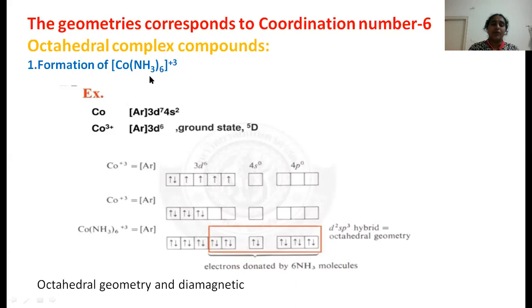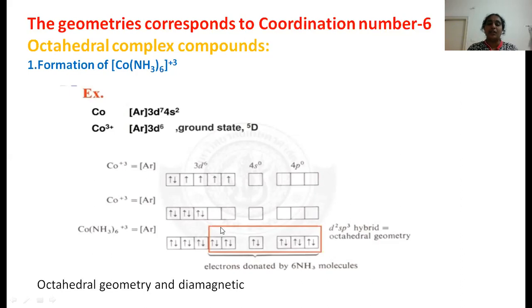Here, as ammonia is a strong field ligand, whenever it comes close to this metal, the electrons undergo pairing. As pairing takes place in these d orbitals, 2 d orbitals, one is dx2-y2 and the other is dz2, will become empty, and d2sp3 hybridization takes place. In this d2sp3 hybridization, 2 d orbitals, 1 s orbital, and 3 p orbitals undergo hybridization.